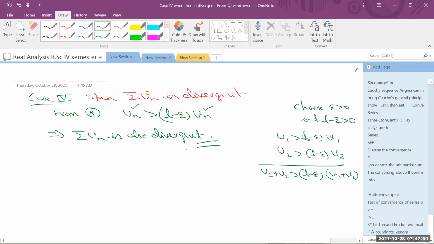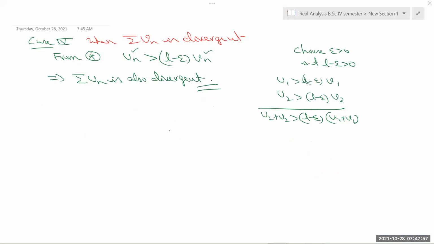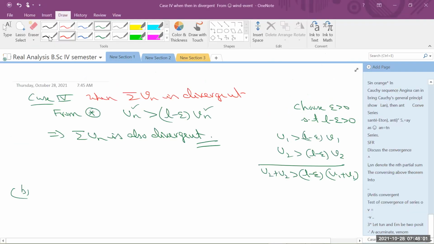One can also do it in other way. And second, okay, let me explain. Let me complete first B part, and then I will explain some other way. So if we look at the B part, it claims that if limit un upon vn is 0, then what? Just use the epsilon delta definition of limit.